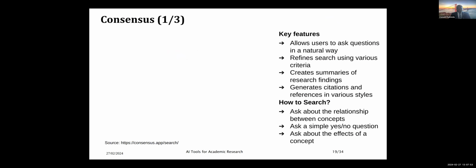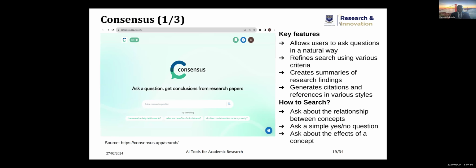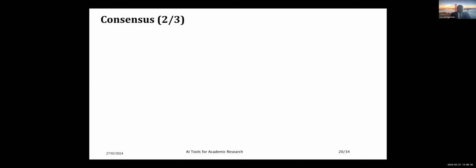So the first one is Consensus. Consensus actually helps you ask questions in a natural way, and it will refine your search using various criteria. And somebody said, if ChatGPT and Google Scholar were married, the marriage would give Consensus. So it will use maybe ChatGPT behind the scenes, but it will also use stuff from Google Scholar behind the scenes. So I have one example of what I did here.